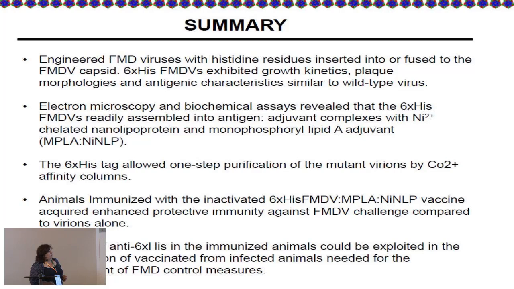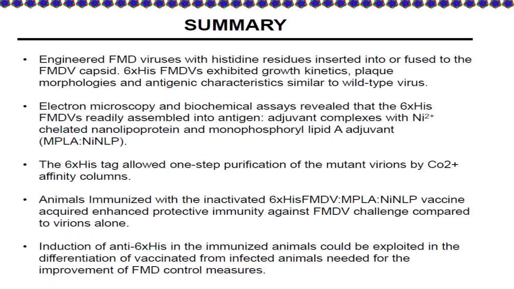So in summary, I presented some data here of the development of these mutant viruses that exhibit similar growth kinetics, plaque morphologies, and antigenic characteristics as the wild type. By electron microscopy and by biochemical analysis, we detected that there are functional Histags exposed on the surface of these antigens, and they could also complex with more complex molecules like the nanolipoproteins adjuvanted with MPLA. The Histag also allowed one-step purification of the mutant capsids, which is an advantage when you want to also eliminate some of the non-structural proteins, and this process could be scaled up.